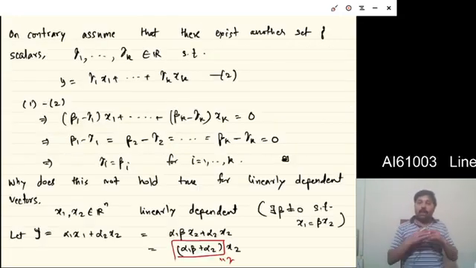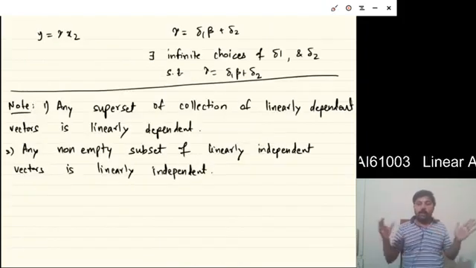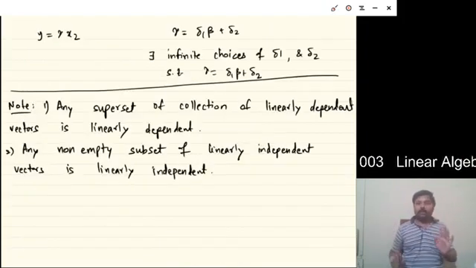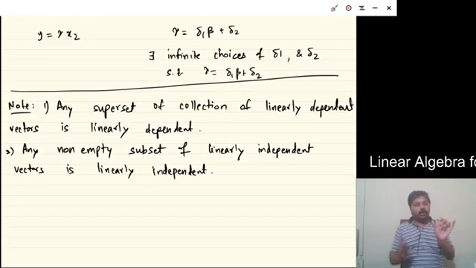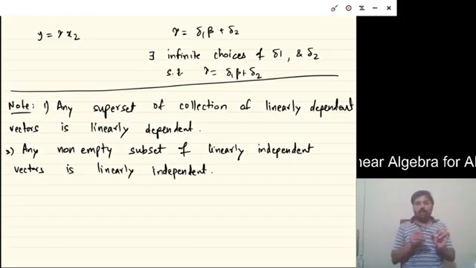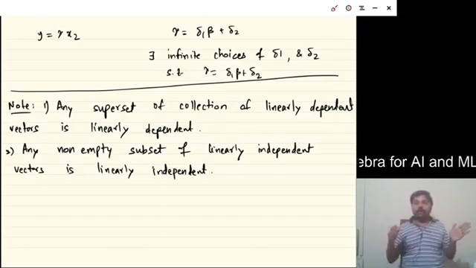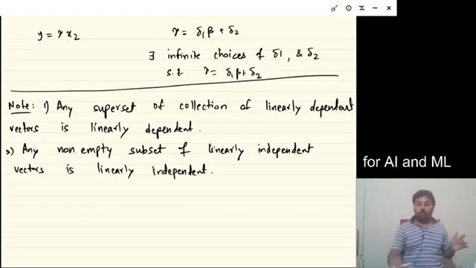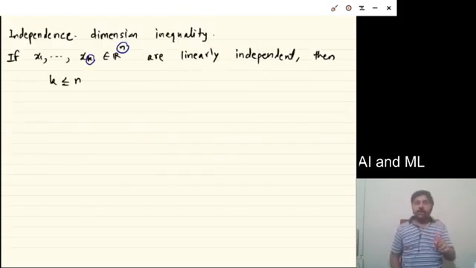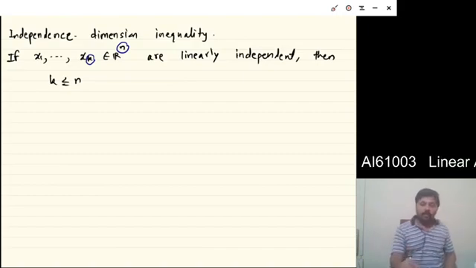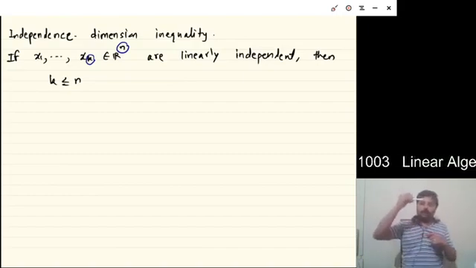Remember, you can have an arbitrarily big, in cardinality, linearly dependent set, because if you find one linearly dependent set, you can add as many vectors as you want to it, and it will still continue to be linearly dependent. So for a linearly dependent set there is absolutely no bound on cardinality, but for a linearly independent set there is a cardinality bound. If you have a linearly independent collection, it cannot have more than n vectors in it. And that n is coming from the length of the vector.